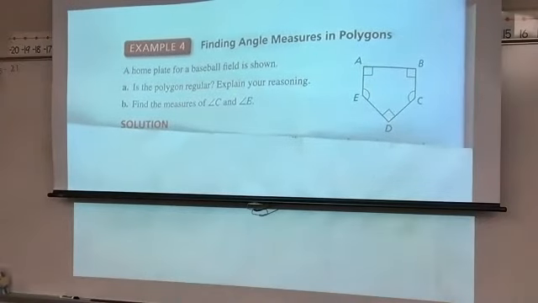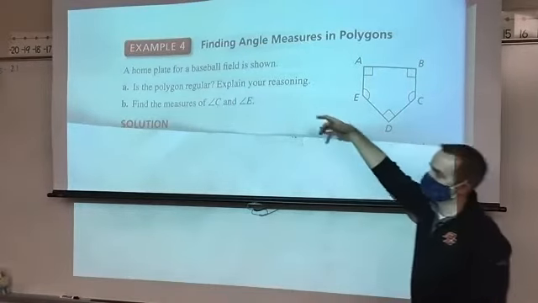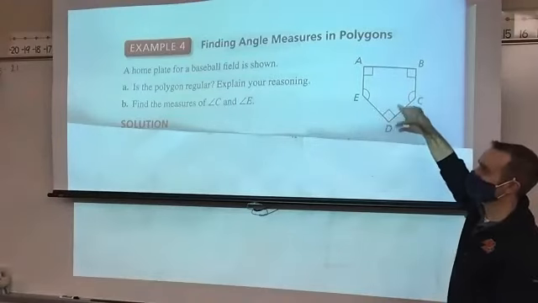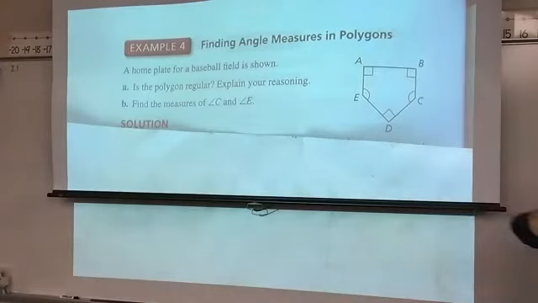All right, one type of problem that we're going to see is going to be something like this, and this is going to go along with that first theorem that we looked at. But we're looking for, well, 2 things. First of all, is this regular? And then we're looking for the measures of C and E. Okay. First of all, is this regular? No, it's not regular, right? You've got 3 right angles, you got 2 obtuse angles. We know they're not the same.